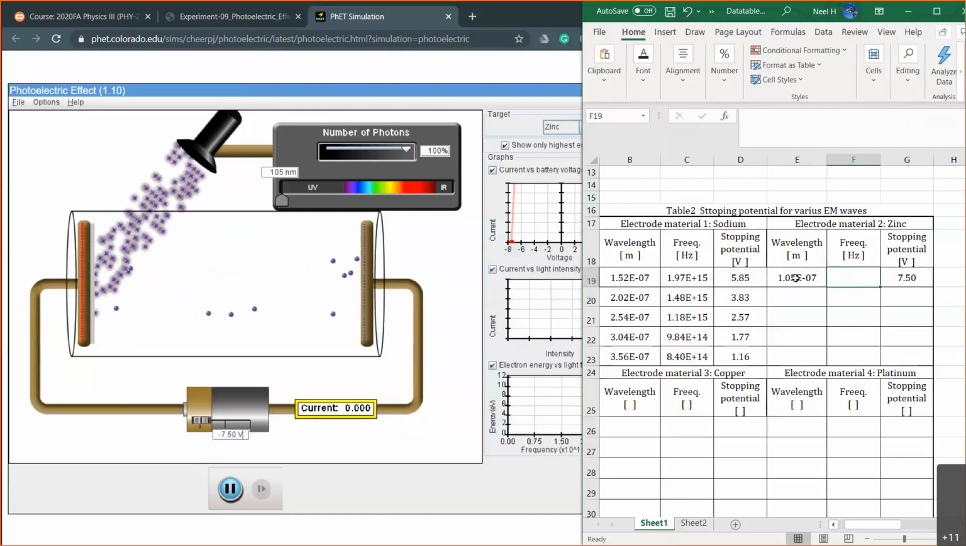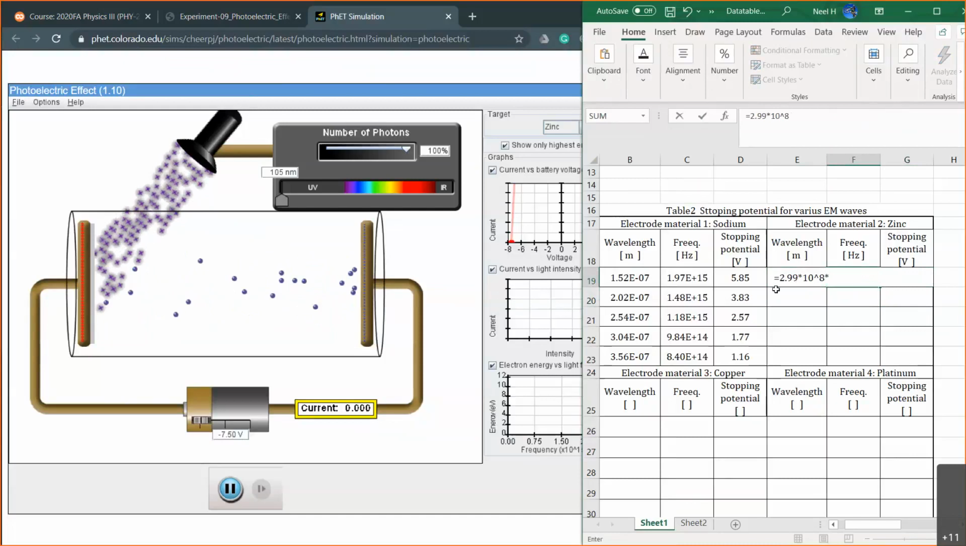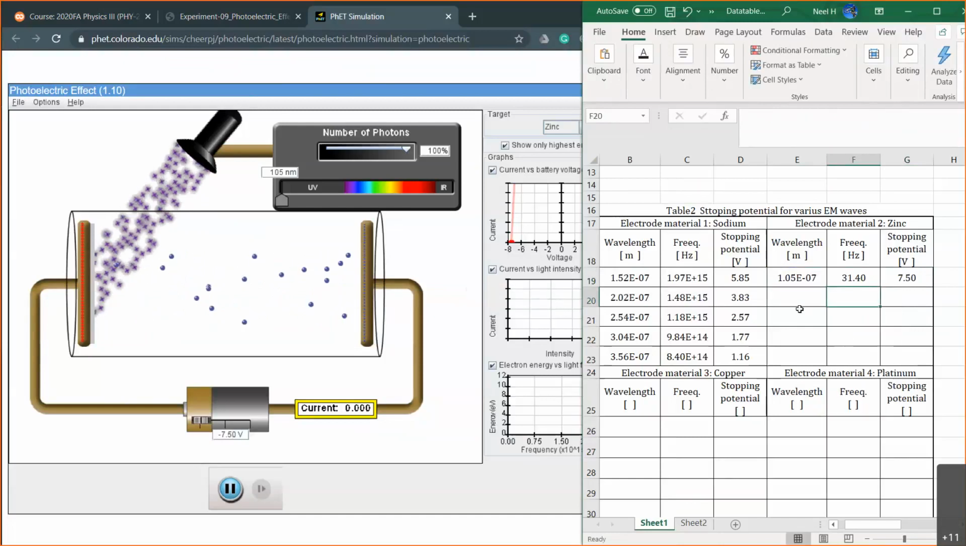And for the frequency, you have to use the equal sign, the speed of light 2.99 times 10 to the power positive 8, divided by the wavelength, that is the cell value E19. Cell value E19, then you will get the frequency.